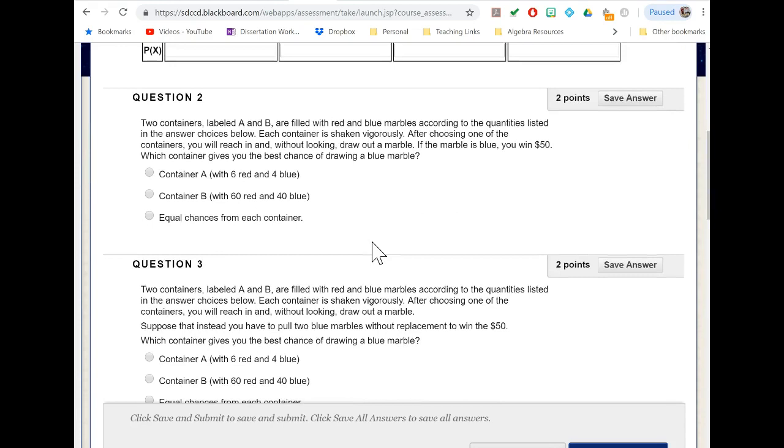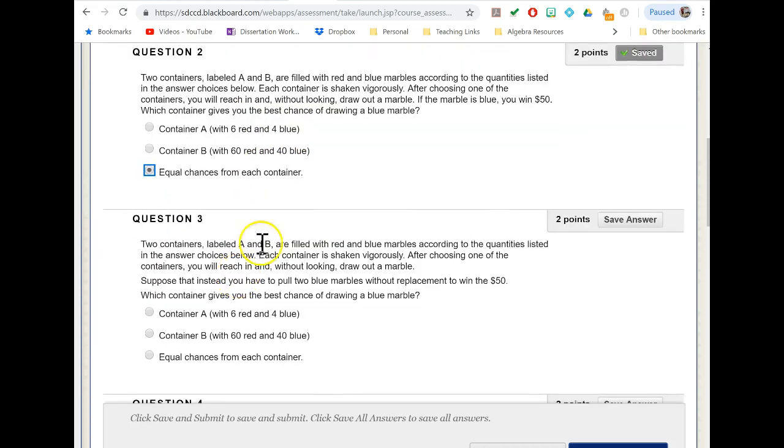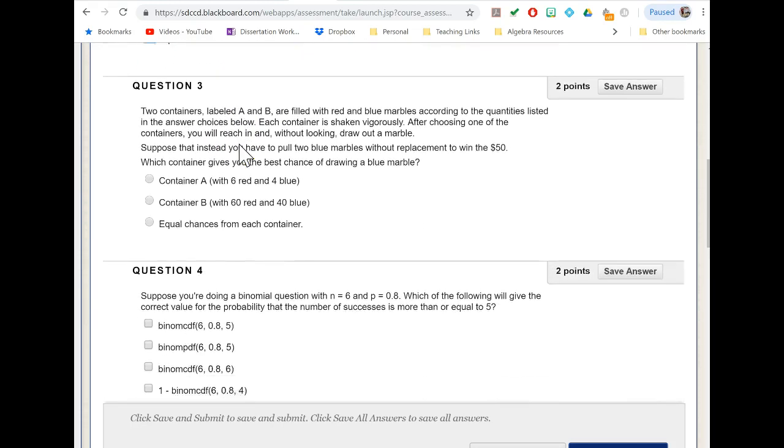Question 2 looks like, okay, 2 containers, A and B with red and blue. Each is shaken vigorously. After choosing one of the containers, you'll reach in without looking and draw out a marble. And in this case, the proportion of blues is the same for both. So we're equally likely because if blue is the success, we're looking at 40 out of 100 or 4 out of 10, and those are the same proportions.